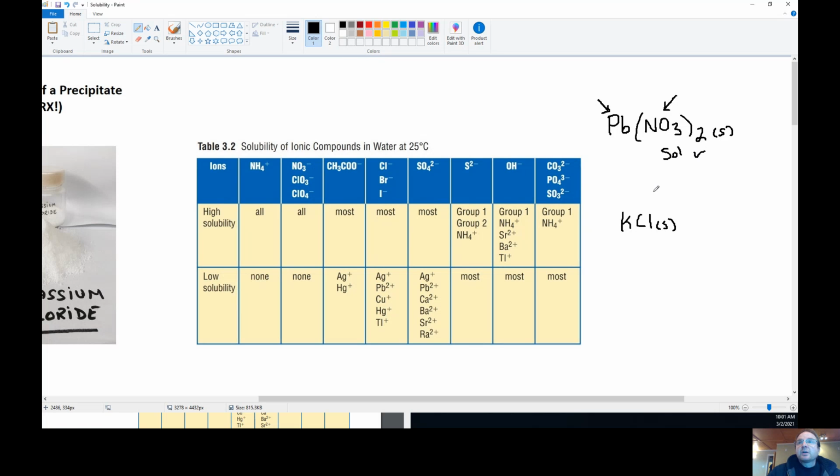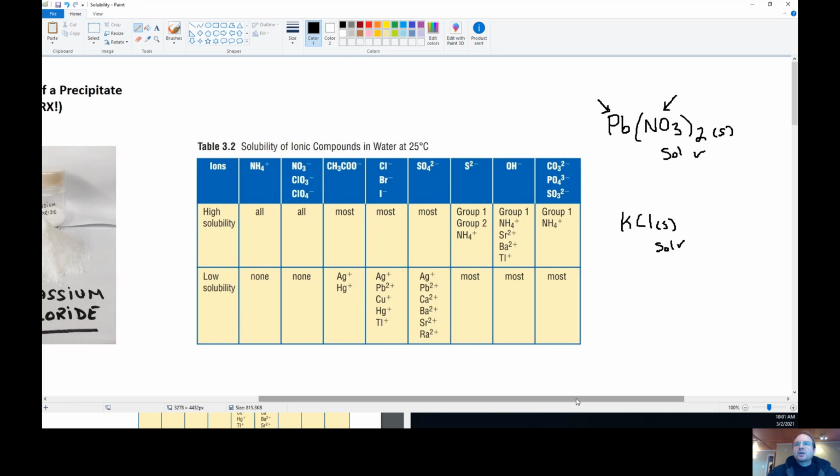So that's definitely soluble. Well, let's do the same procedure with potassium and chloride. Looking on the top, do you see potassium or chloride anywhere here? Look carefully. Oh, there's chlorine. Most things are soluble, not everything though. Is potassium in this list of low solubility? No. So therefore, this is also soluble.